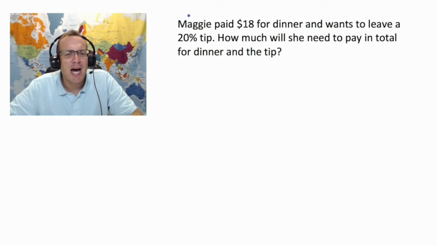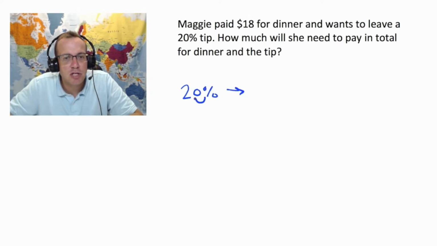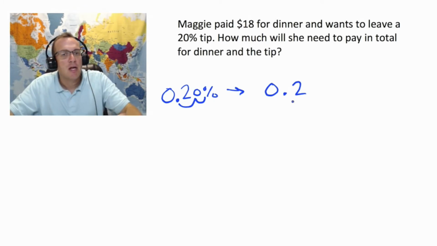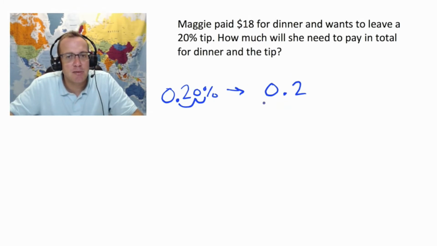Okay, so how do we find a 20% tip? Well, the way we do that is we convert our 20% into a decimal. And to do that, we're just going to move the decimal point 2 times. So we're going to have a decimal right here. So we're going to end up with 0.2. 0.2 is the same as 20%. Okay, so now we can just multiply that times our dinner price.